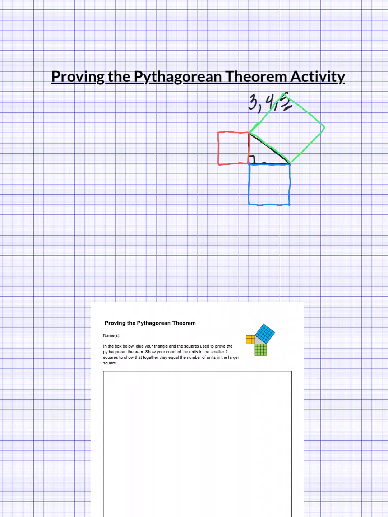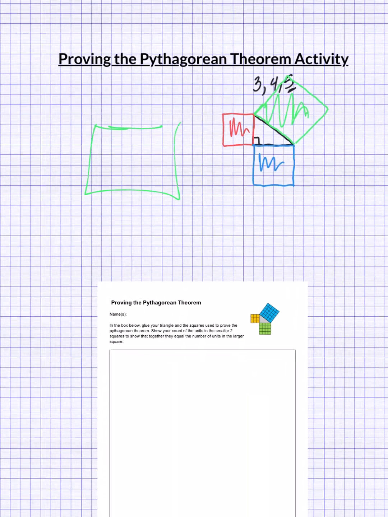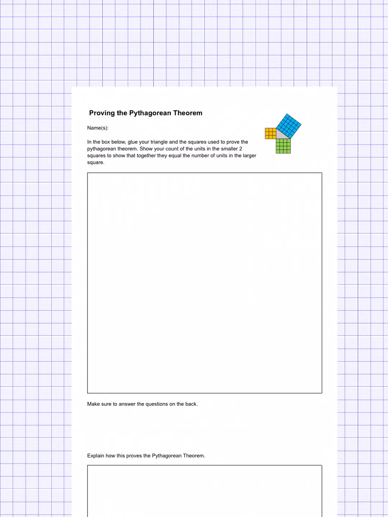And then what you're going to do after you've measured that, again, you're using a ruler, so all your measurements have to be precise for this to work. Then you're going to cut out all your squares. So I would cut out this square, cut out this square, cut out this square. And then you're going to take your big square and you'll lay it flat. You'll actually put it in this document. You can glue it down here.